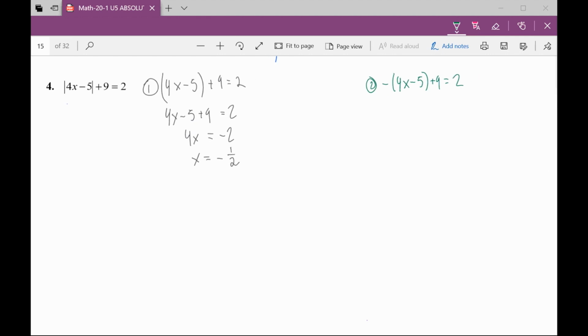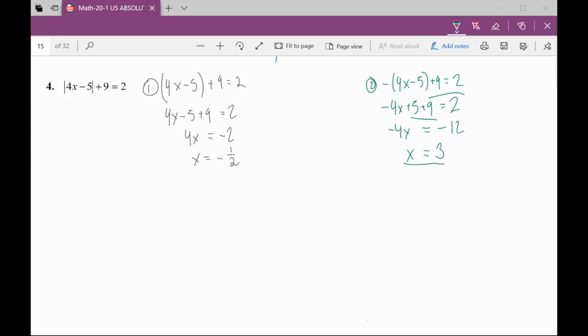So if we have negative of 4x minus 5, plus 9 equals 2, then what we really have is negative 4x plus 5 plus 9 equals 2. That's the second case. And so we're going to get, let's just keep the negative 4x there, equals, and when I bring that over there, it's going to be minus 12, it looks like, which means that when I work this through, we're going to get x equals 3. There's my second solution.